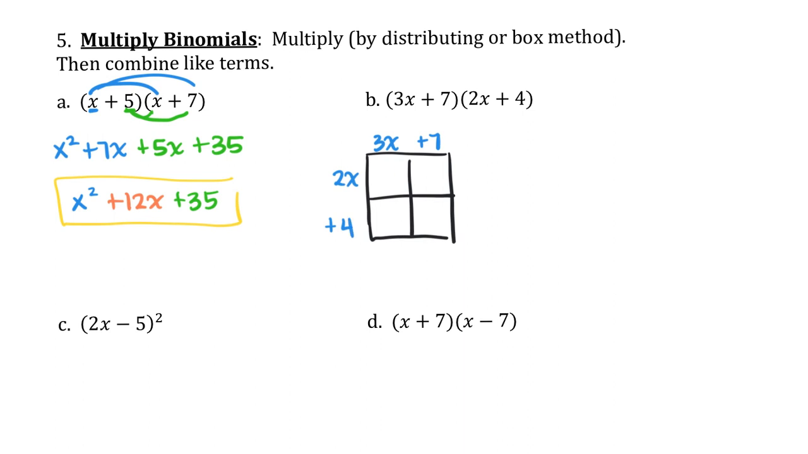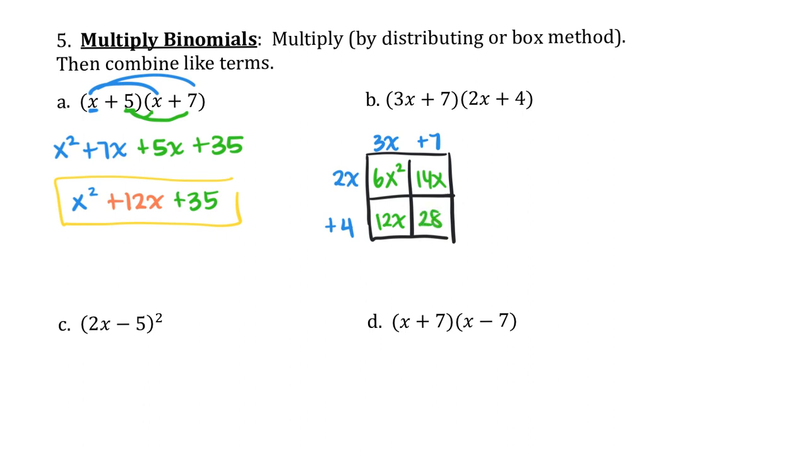Okay, now in each of these boxes I multiply this by this. 3x times 2x is 6x to the second. 7 times 2x is 14x. 3x times 4 is 12x. 7 times 4 is positive 28.